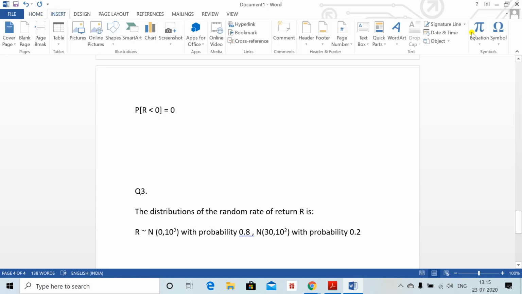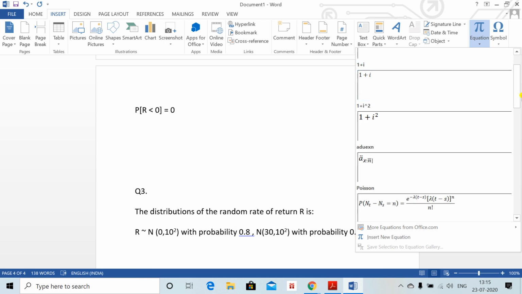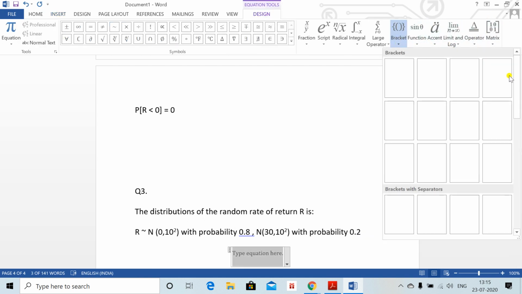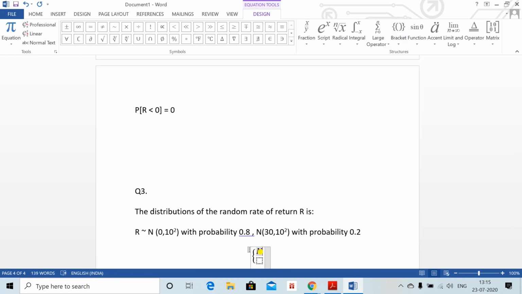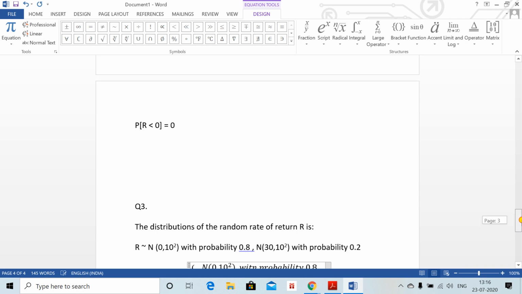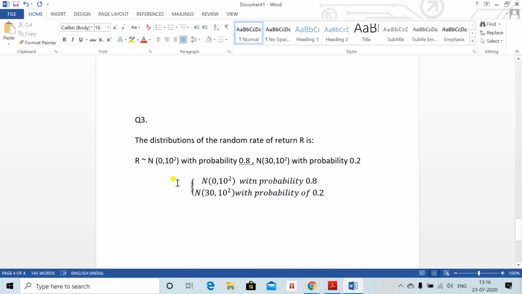We can do that as well, but you do not require that. That is why I did not write it. If you want, you can go to this equation and write it in that format also. Go to brackets, scroll down, you will see there's a curly bracket and you can write here normal 0, 10 square with probability of 0.8, and the other one is normal 30, 10 square with probability of 0.2. Okay, so I taught you both the ways. Whichever way you find easier, you can do that. Okay, and this is R follows.